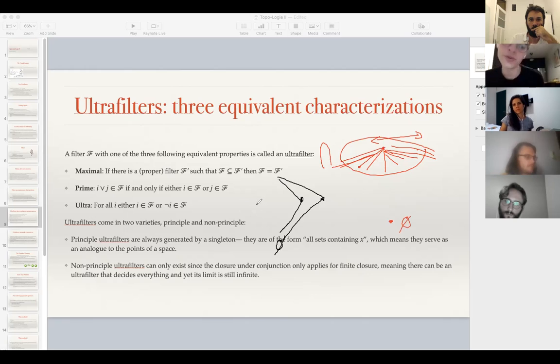In fact, non-principal ultrafilters literally have to be infinite. It's impossible to have one in a finite space. Non-principal ultrafilters don't exist ever. Okay. Thanks. Yeah, that's good.